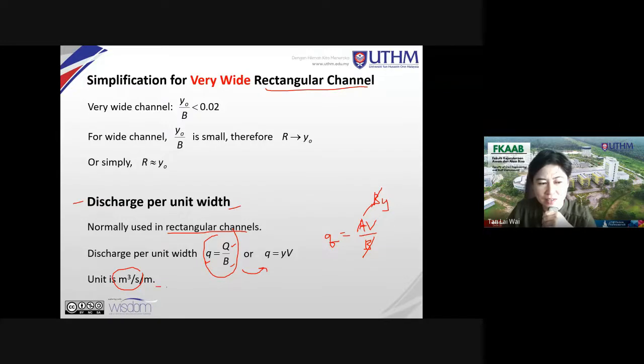Sometimes you also find we write the unit in terms of meter squared over second, because this is a simplification: meter cube divided by meter gives meter squared over second. So be careful. Sometimes the question will give you a discharge with this unit, which is actually the discharge over unit width.